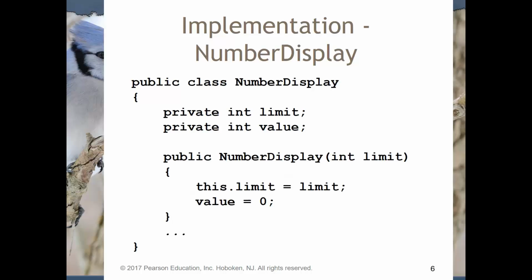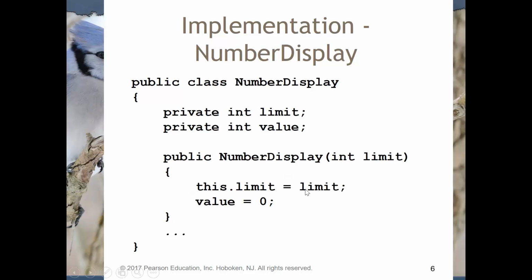What might that implementation look like? In this case, public class NumberDisplay, we have 2 private variables, value and limit. Public NumberDisplay, what is that? It's the constructor, and the constructor takes an int, a primitive, in as its input. this.limit equals limit and value equals 0.